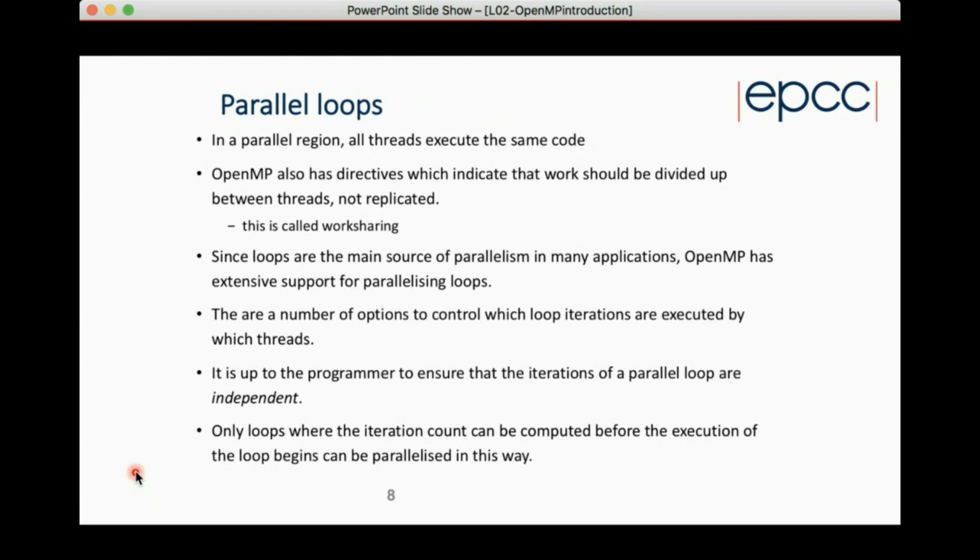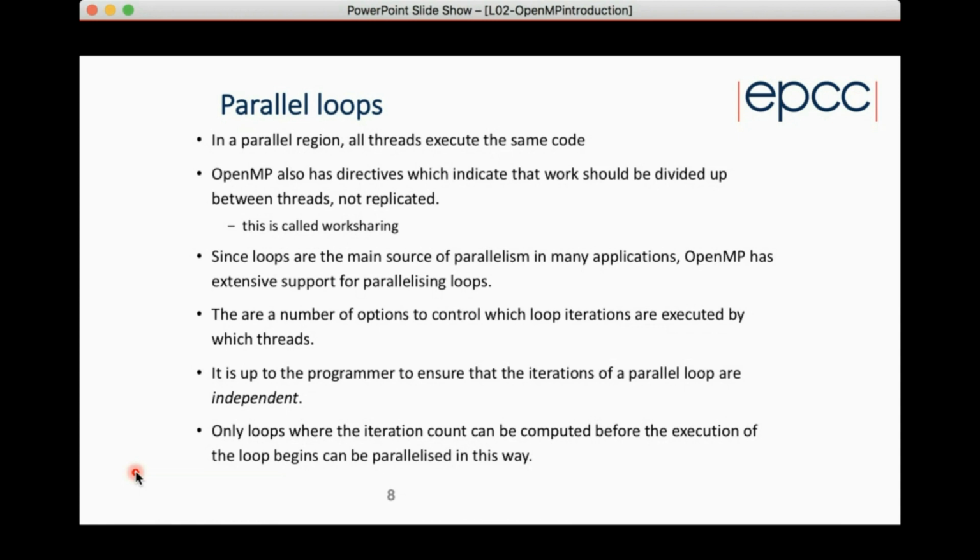Parallel loops. In a parallel region, by default, all threads are executing the same code. We can do a lot with that, but for parallelizing loops, that turns out to be not terribly convenient, and you'll experience that in the first of the practical exercises when you come to do it. So OpenMP also has directives that indicate that work should be divided up between threads inside a parallel region rather than being replicated. In OpenMP, this is called work sharing, and we'll cover work sharing on Thursday after we've done parallel regions.